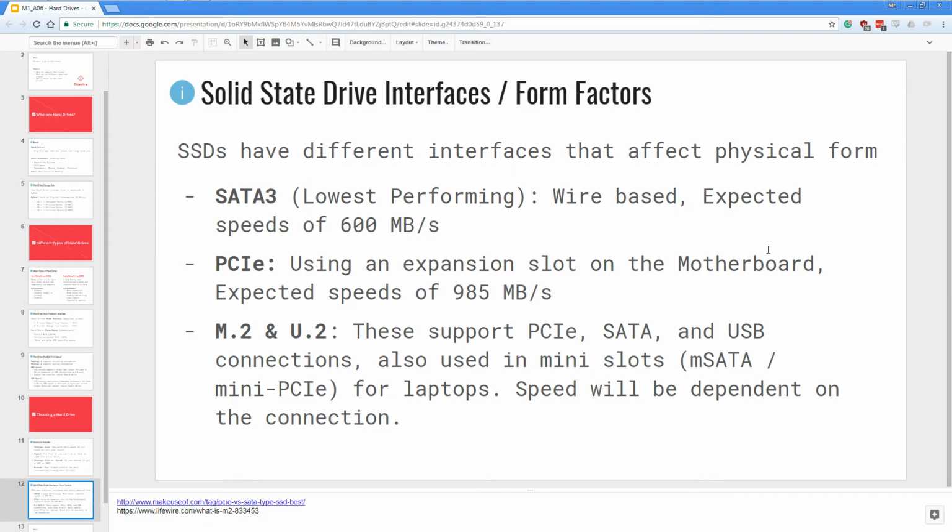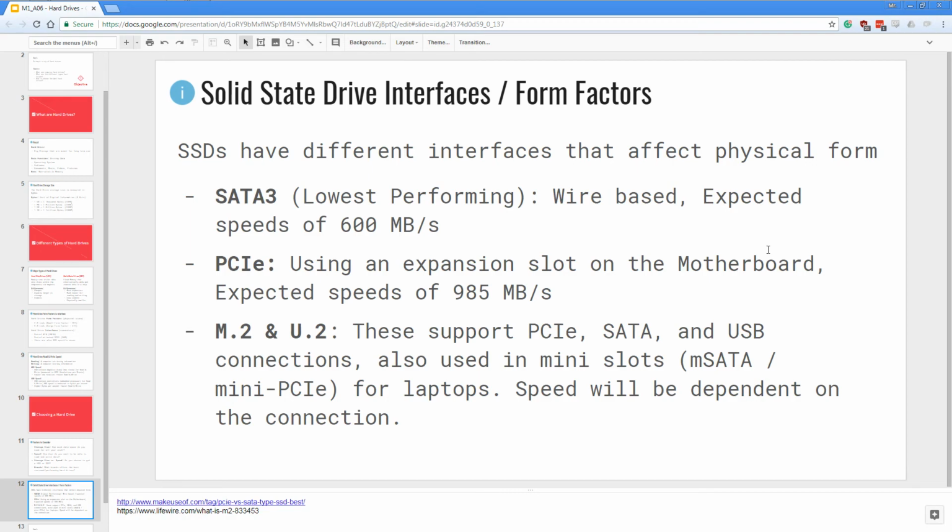So solid state drives have different interfaces that affect the physical form of our drives. Some solid state drives are much like their counterpart hard disk drives, where they use SATA cables. It's wire based and we expect a speed of 600 megabytes per second. Now we're starting to develop solid state drives that are installed into our expansion slot, called the PCIe slots. Instead of using a wire-based cable, we're putting it right into our motherboard. So we're expecting speeds of 985 megabytes per second, which is much faster than a SATA 3 connection.